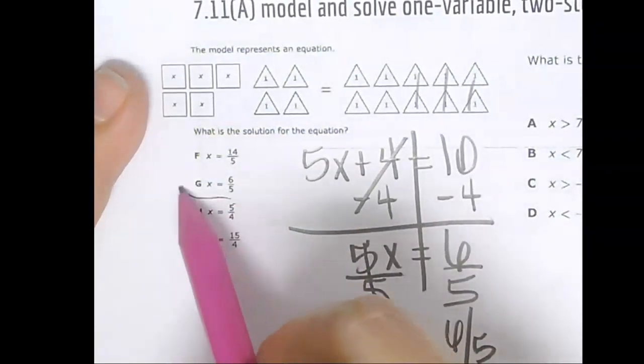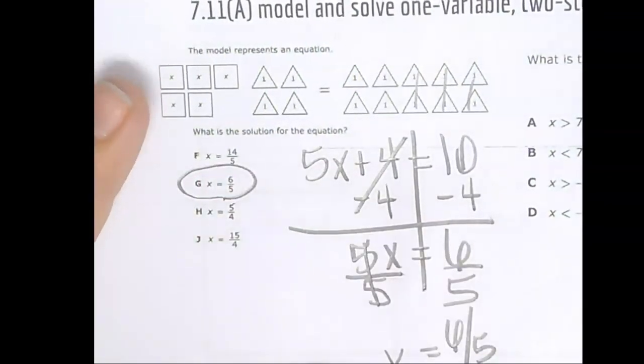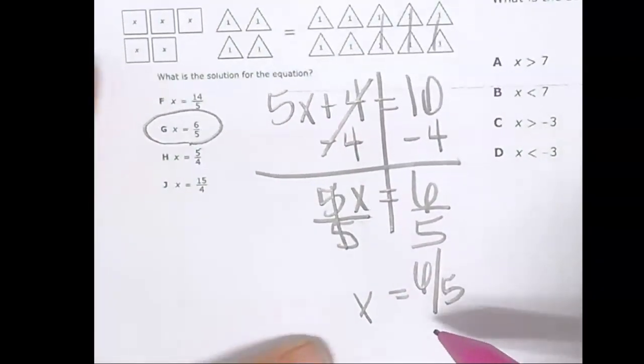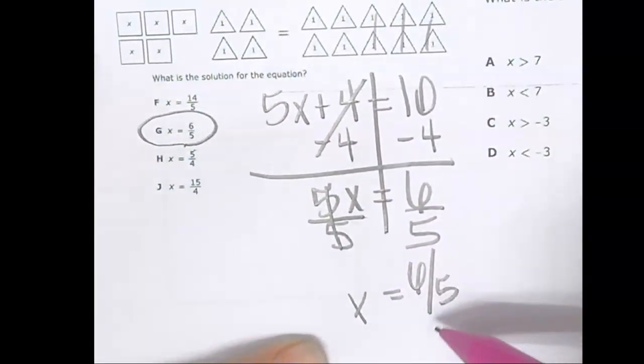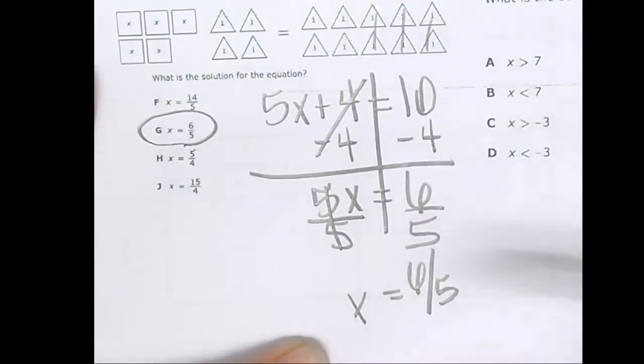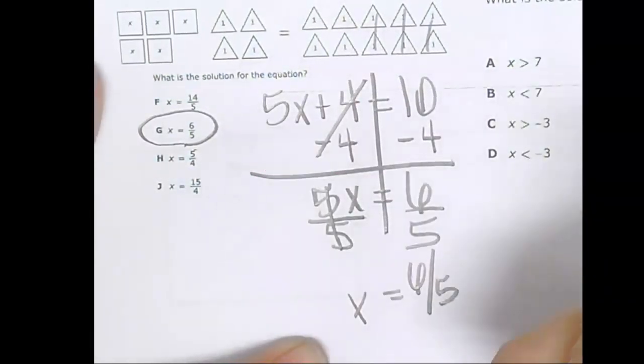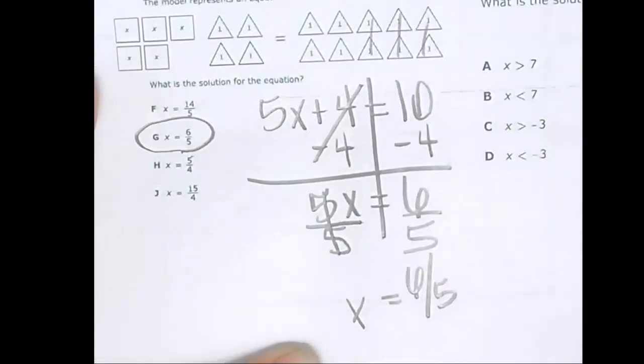And because I go over and look at my answer choices and see that right there, I can leave it like this. Could I also simplify this to be x is equal to 1 1/5? I sure could. I just need to look at those answer choices and see what they're expecting of me.